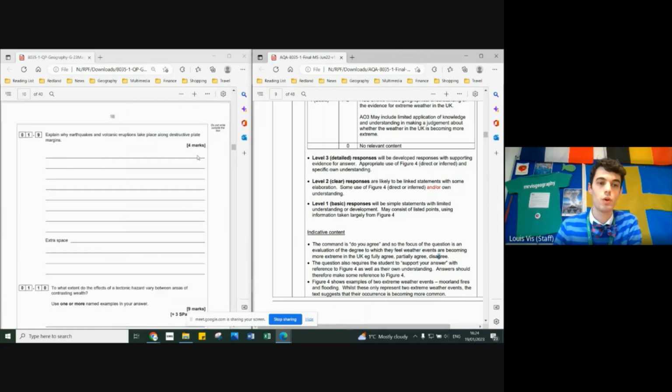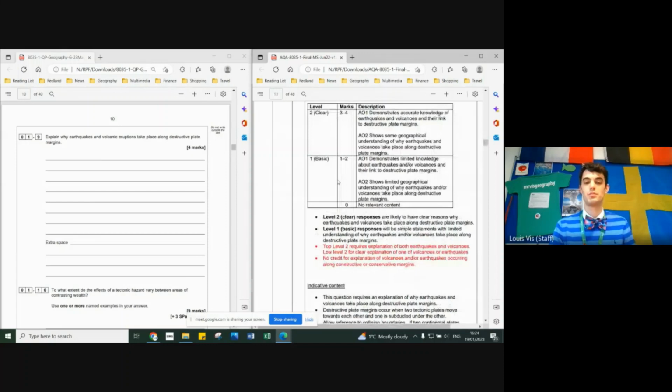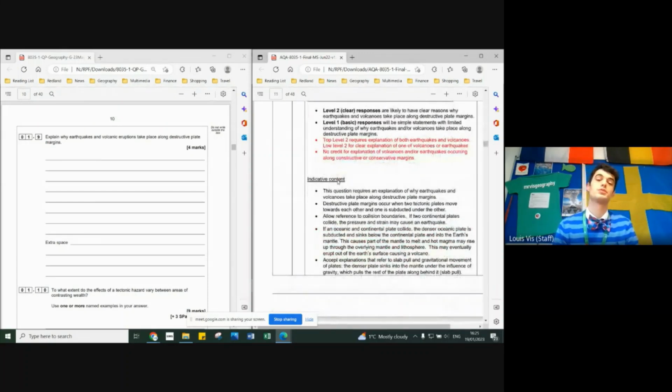So, question 1.9. Explain why earthquakes and volcanic eruptions take place on a destructive plate boundary. You get 2 marks for saying what a destructive plate boundary is and how it works. So the oceanic plate subducts, or sinks below the continental, because it's denser. And then you get another mark to explain why they occur. The reason is slab pull theory, or one theory, or convection currents mean that as the plate sinks, it melts inside the mantle.